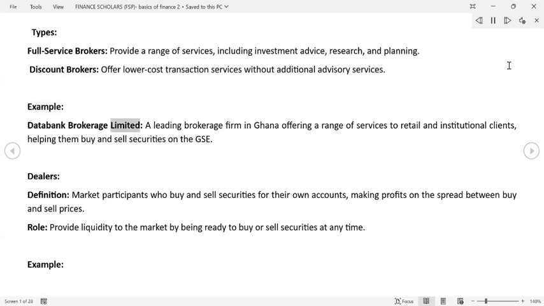Example: DataBank Brokerage Limited, a leading brokerage firm in Ghana offering a range of services to retail and institutional clients, helping them buy and sell securities on the GSE.